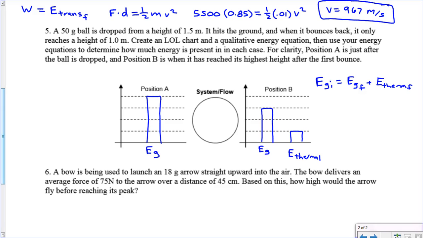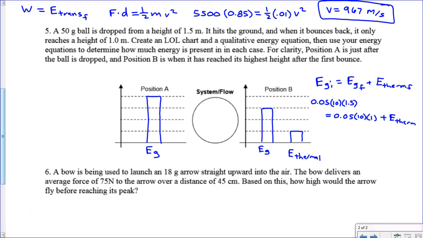We can figure out what each of these is, though, because we've got mass times gravity, and I've given you all the heights here. So it is a 50-gram ball, so we've got 0.05, 50 grams, times 10 for the G, times the height, which is 1.5. We know that that equals same mass, 0.05, times 10, because that's gravity, and then it only gets to 1, plus whatever the E thermal is.